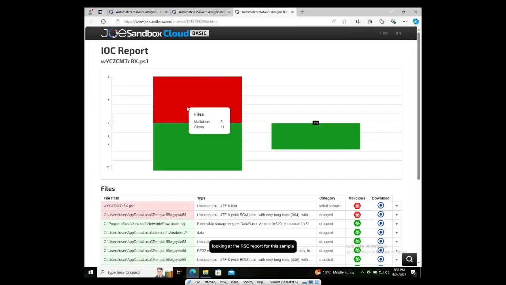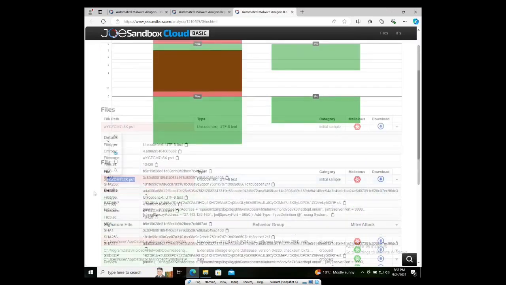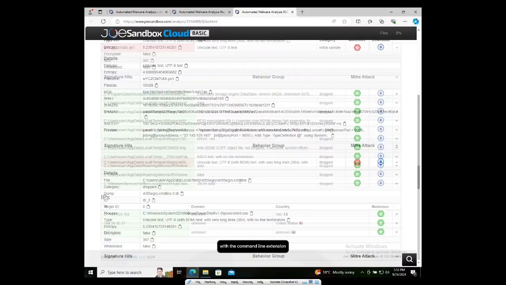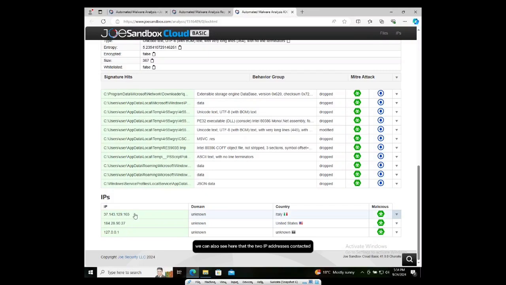Looking at the IOC report for this sample, we can see that there are a total of 13 files which are either created or modified by the keylogger. 2 files have been classed as malicious, and these are the original Trojan and also this file here, which is stored in the local temp directory with the command line extension. We can also see here that the 2 IP addresses contacted haven't been flagged as malicious, and these are the ones from Italy and the United States. The 3rd IP address is the local host virtual machine.